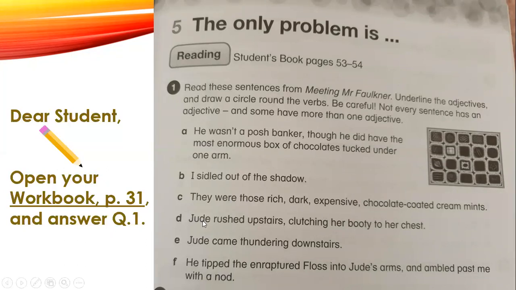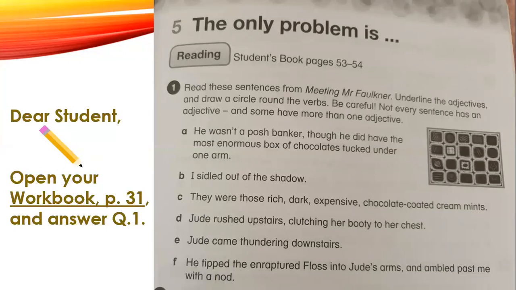D. Jude rushed upstairs, clutching her booty to her chest. The subject is Jude. Rushed is the verb, so please circle it. And there is no adjective here. E. Jude came thundering downstairs. The verb comes after the subject. Please find it and circle it.